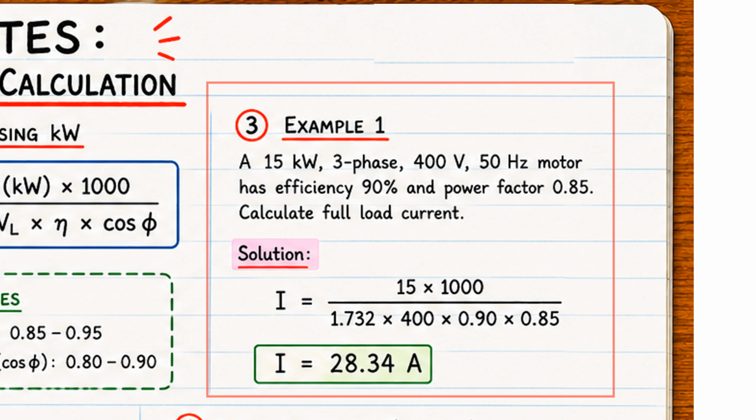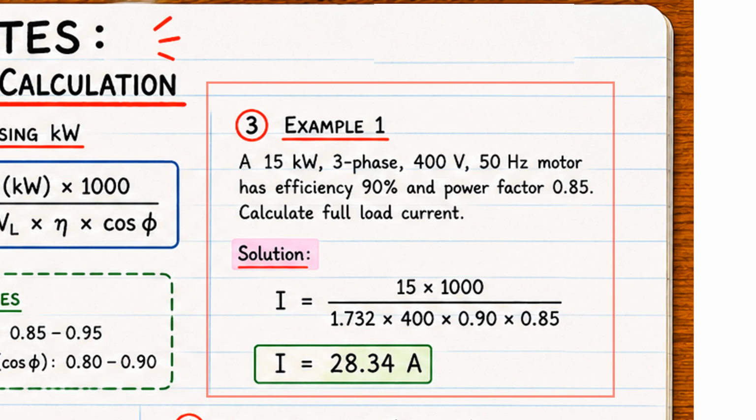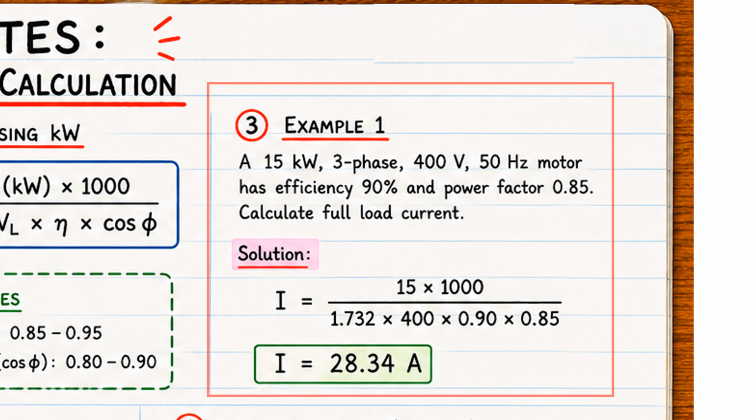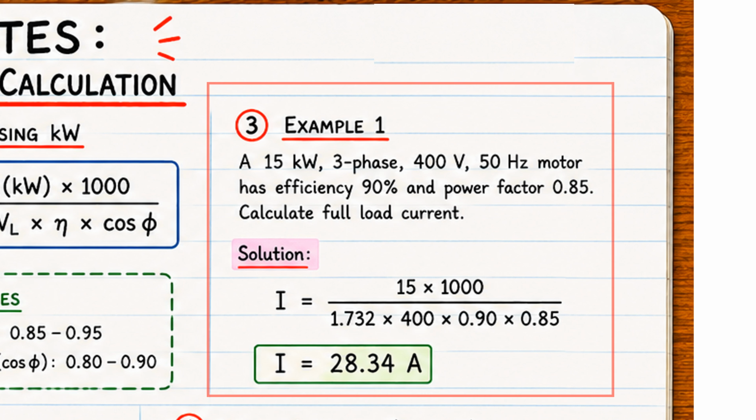Example 1, a 15 kilowatt motor, 400 volts, 90% efficiency, and a power factor of 0.85. Calculated current, 28.34 amperes. Now, what do we do with this value? Circuit breaker selection, MCB or MCCB.